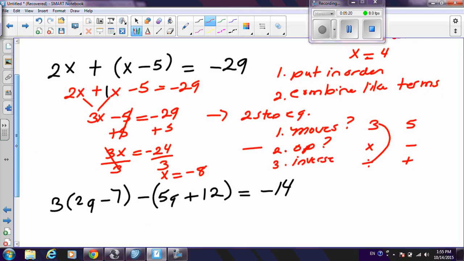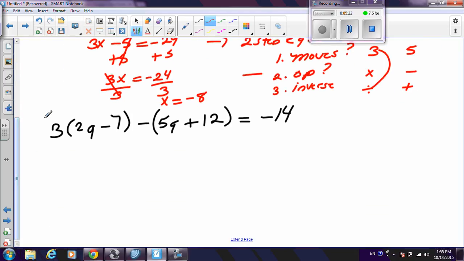Now let's try it again on this big old whopper. Alright, so remember our pattern. Our pattern is variables on the left, answer on the right. Now notice we have parentheses again.